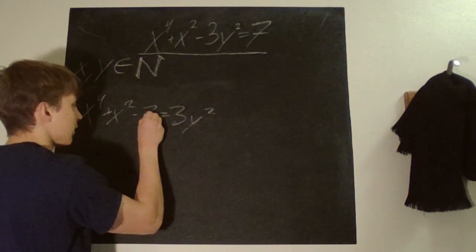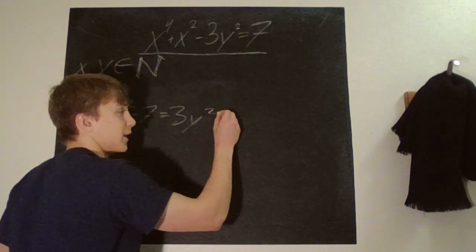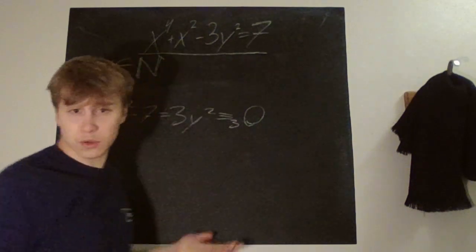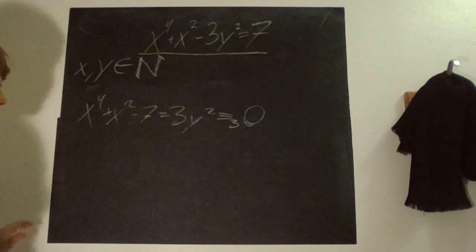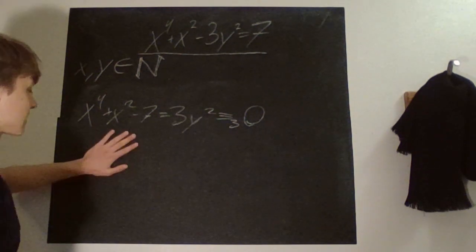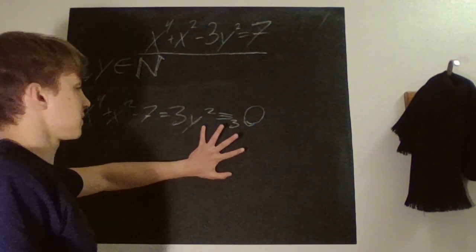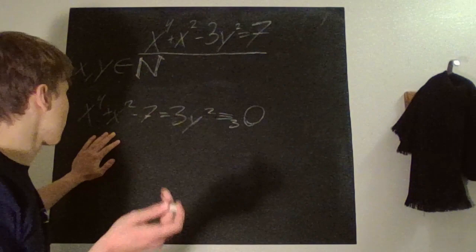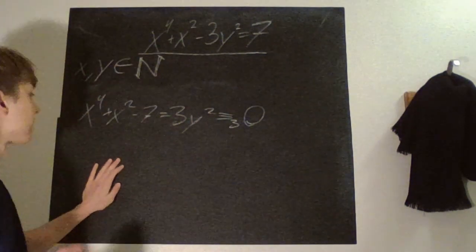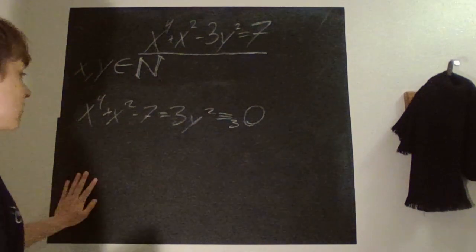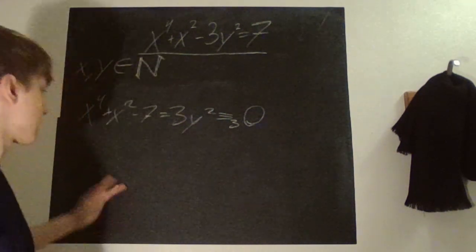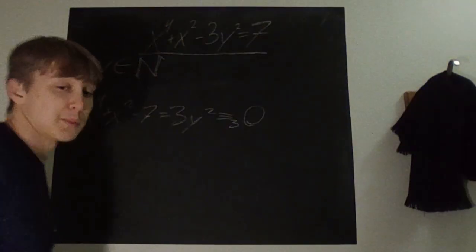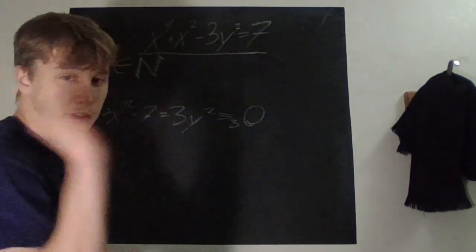And what is 3y squared? 3y squared is very much divisible by 3, equal to 0 modulo 3, that means. So this left-hand side is supposed to be divisible by 3. So to see if there are any cases in which this is true, we'll just try all the cases for all residues with division 3, or all possible modulus 3 things. Yeah, you get the point.